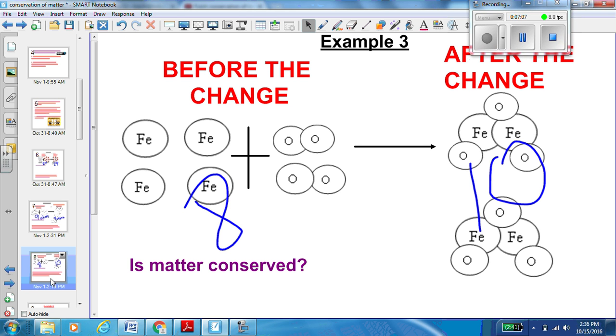This is the end of our video lesson on conservation of matter. Please make sure that you wrote down the notes at the beginning and that you have written down all 3 of the examples that were included here.